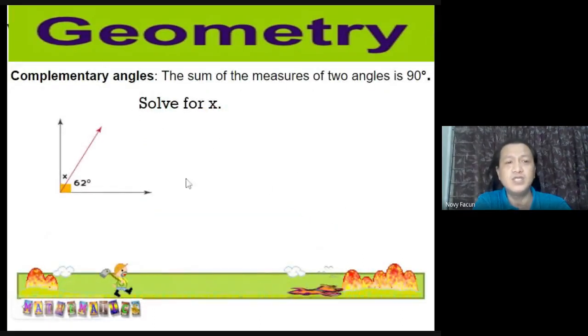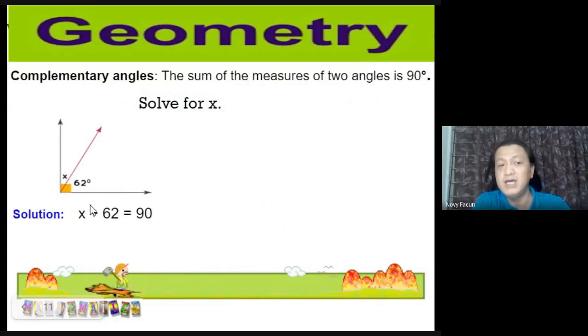Okay, so with that, you are going to use the concept of complementary to solve for the missing angle, that is, to solve for x. So the equation would be x plus 62 is equal to 90. Meaning, two angles, if you add, the sum is 90. So our equation is x plus 62 equals 90.